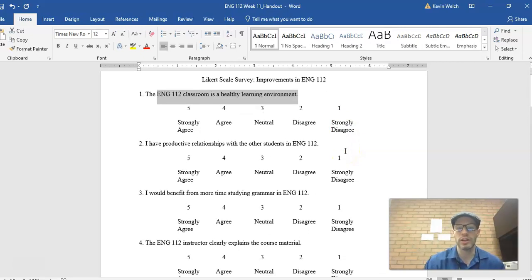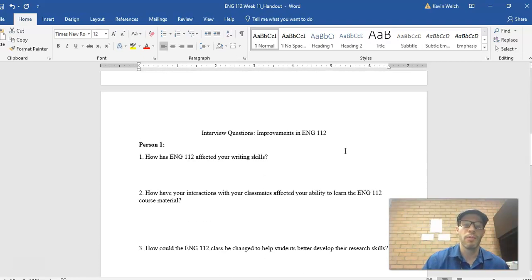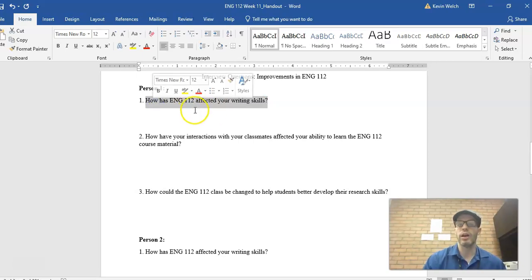Nothing was loaded. I didn't give any sort of bias, misleading sort of thing to lead someone to a certain choice. I also didn't have a double barrel statement, that is where there's two different possible statements for them to rate and get mixed up on, okay? But down here, I do the same thing. I have questions now, and they're open-ended, like how has English 112 affected your writing skills? That's an open-ended question because it is not a simple yes or no answer, right? Someone has to respond at length in response to this.